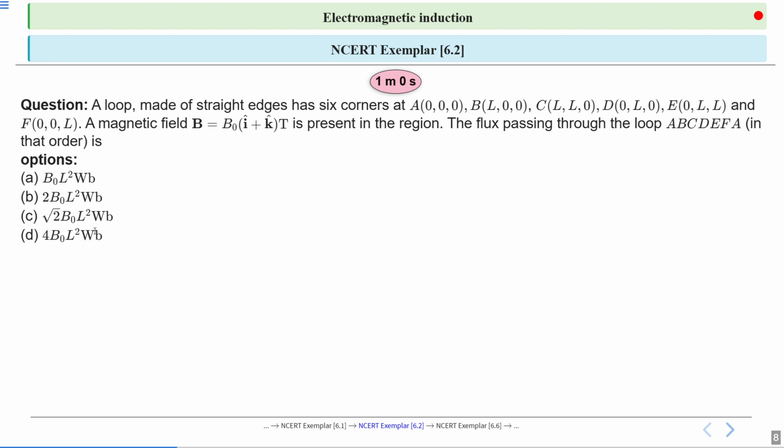These types of questions are important. When a loop is placed in 3D and the magnetic field is also given in space, you have to calculate the magnetic flux passing through it. I will give you some time to solve it.